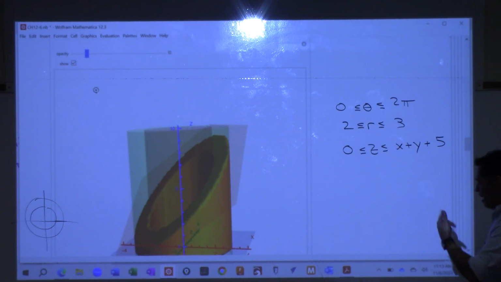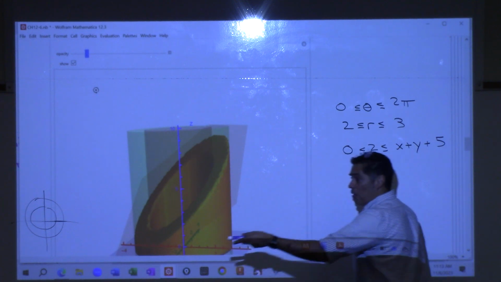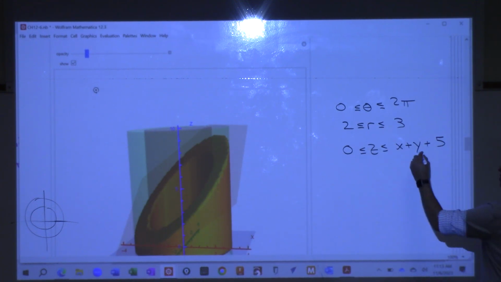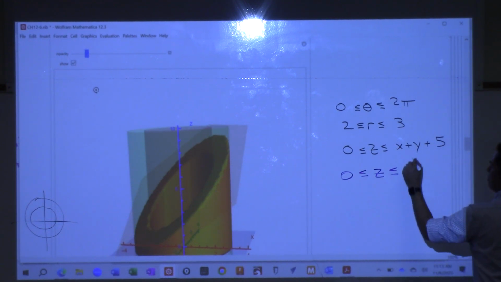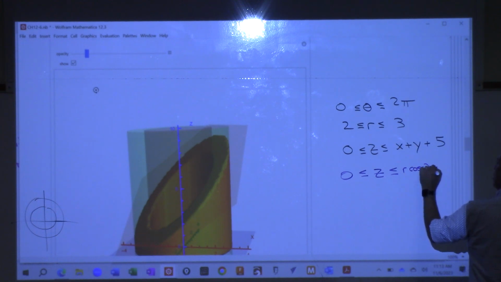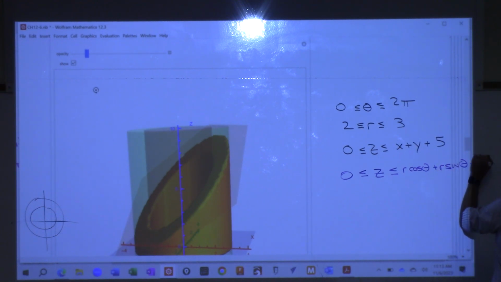Are we going to change it? Yeah, so we converted to polar or cylindrical. So this should actually be z greater or equal to 0, and then this should be r cosine theta, r sine theta, plus 5. Because we are switching, right? Our x and y are now converted to r and theta, so we have to make the polar conversion. I think that's it. We can set up the integral now.